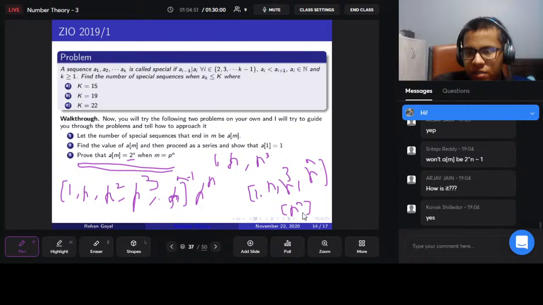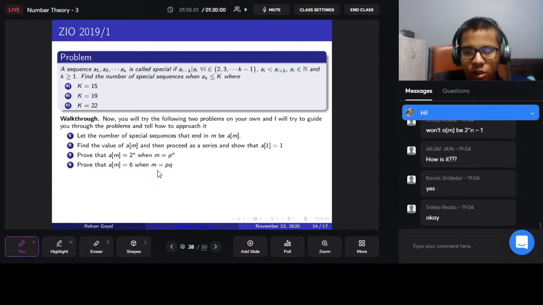Okay. Now prove that when m is a product of two primes, p times q, then a of m will be 6.